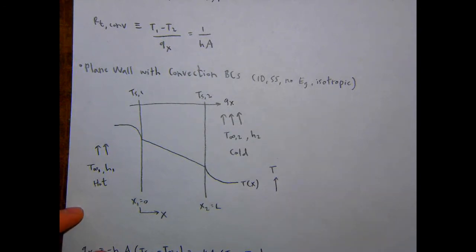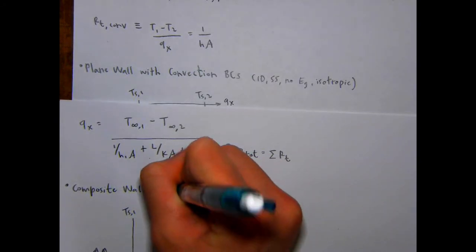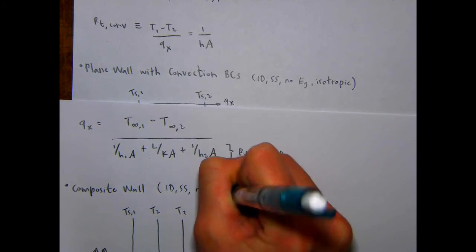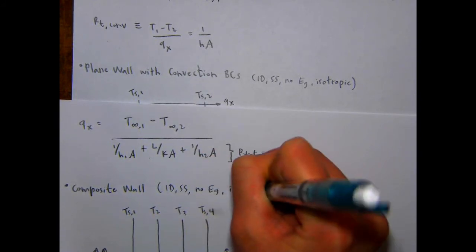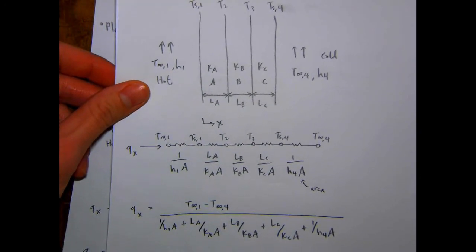So I can write them down here too. So the composite wall, we're making the same assumptions here. So 1D heat transfer, steady state, no energy generation, isotropic. And those are the only conditions under which you can just plug stuff into this equation.